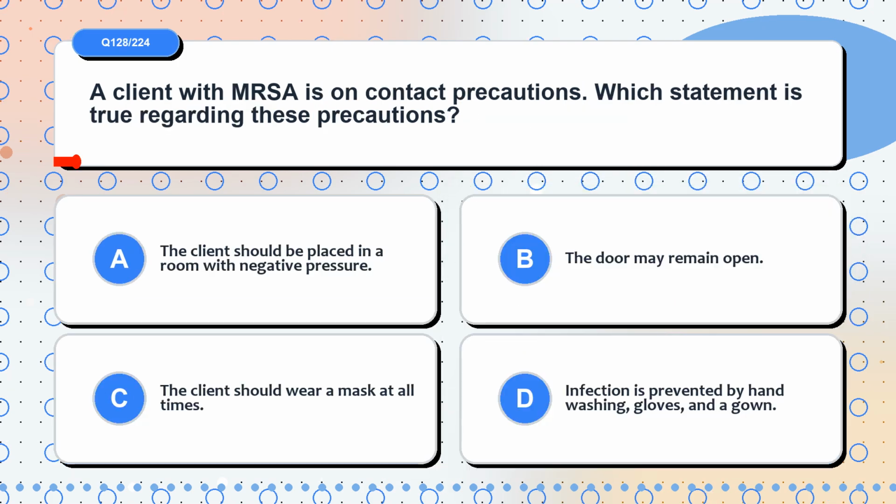Question 128. A client with MRSA is on contact precautions. Which statement is true regarding these precautions? Here are the options. Option A. The client should be placed in a room with negative pressure. Option B. The door may remain open. Option C. The client should wear a mask at all times. Option D. Infection is prevented by hand washing, gloves, and a gown.